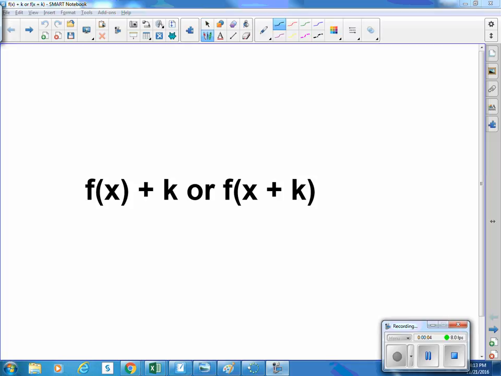This video clip explains how to identify functions that are shifted with k outside the parenthesis by a certain amount, or a certain amount inside the parenthesis.